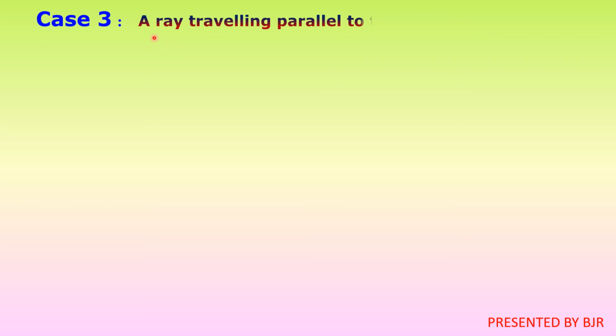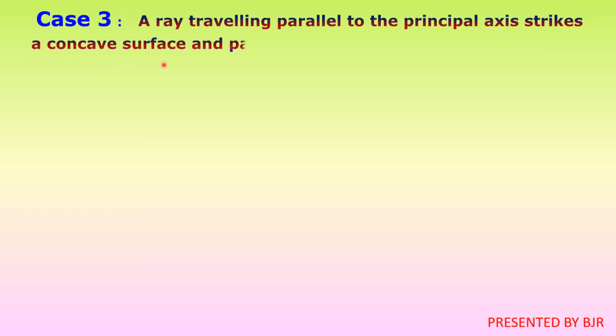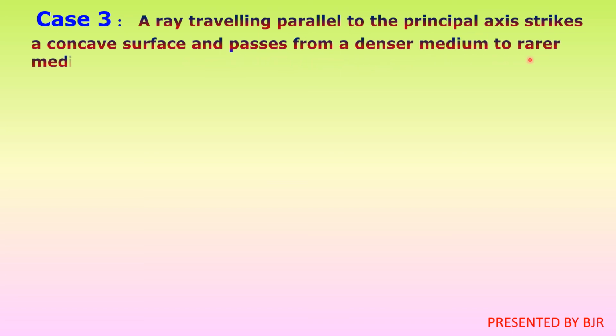Next, case 3. I am showing you the behavior of another ray. A ray traveling parallel to the principal axis strikes a concave surface and passes from a denser medium to rarer medium. See here.